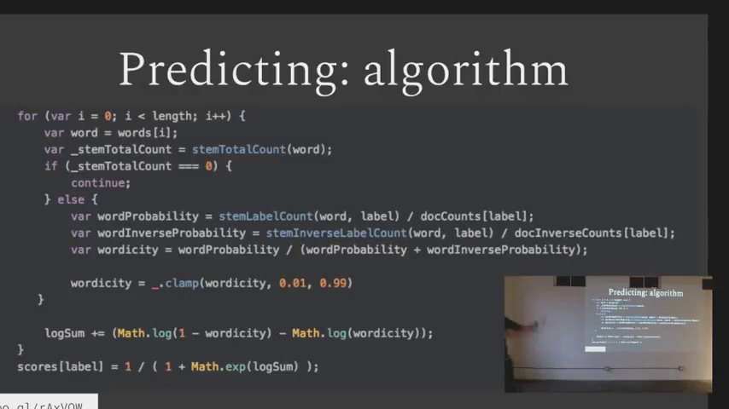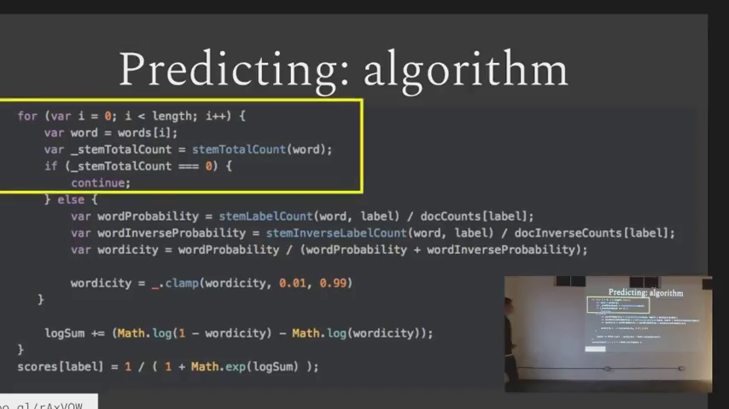Next, this is the magic, the real meat of the algorithm here. We're going to walk through this one section at a time. Right here, first we are looping through every single word. This is our single tokenized word in the document. We set that to word. We set a variable here that says how many times we have seen this word total in the entire corpus across all languages. That becomes stem total count. If it's 0, we don't care about it, so we're just going to move on.